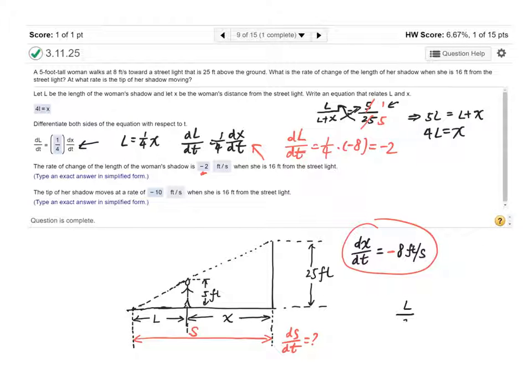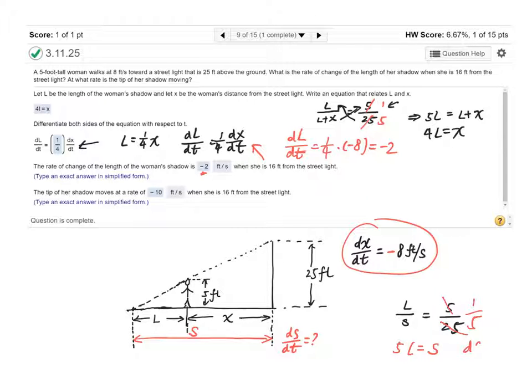L over S should be equal to 5 over 25. Let me explain that quickly. L is the length of this smaller triangle. S is the corresponding side of the bigger triangle. So these two ratios should be equal to the 5, which is the leg of the smaller triangle, over 25, which is the corresponding side of the larger triangle. That's how we get to here. And of course, again, this can be cancelled. You get to 1/5, which means 5L is equal to S.